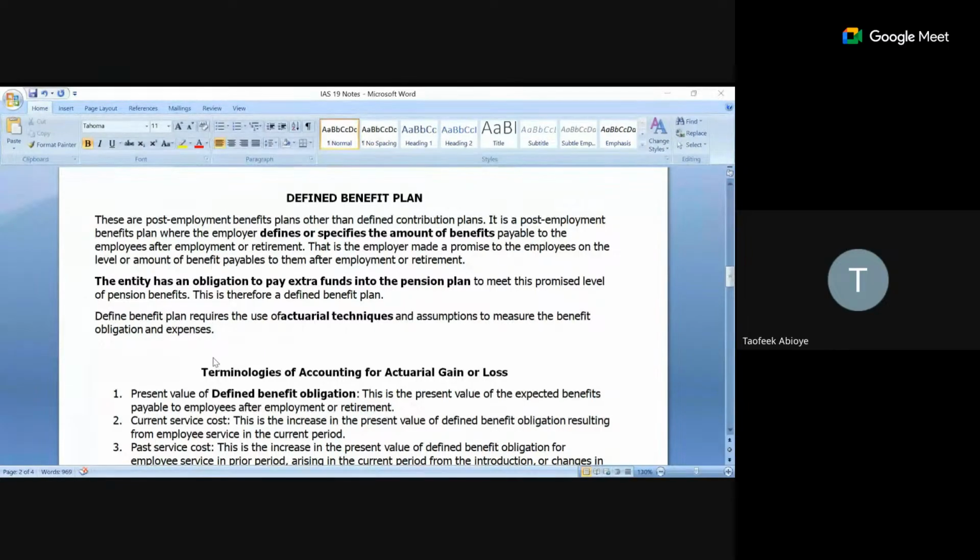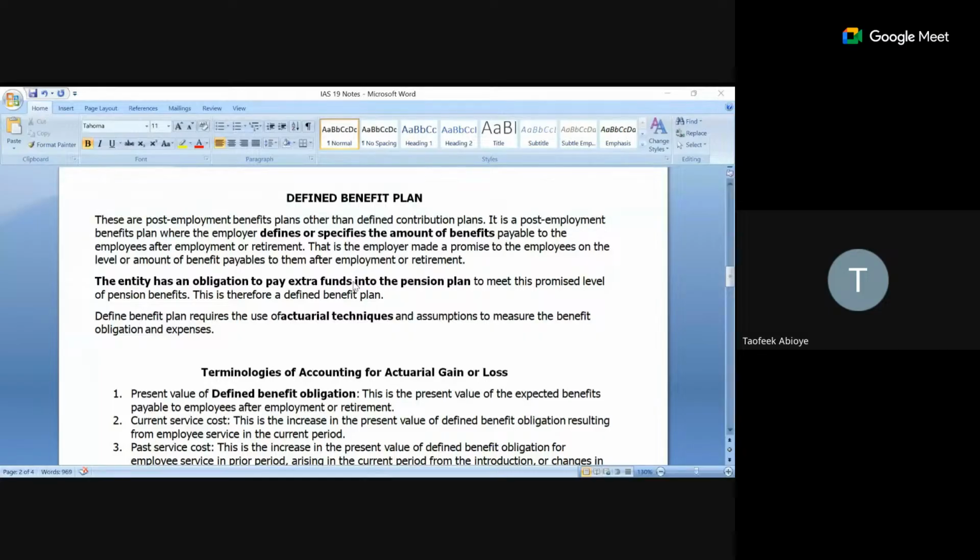So now, just like I said, defined benefit plan, you are the one that will define the amount payable to the employee, right? You are the one that will define it, and you must pay it. So when you pay it, how are you going to pay it? You must find a way to pay it. It is somehow uncertain. When you say you pay somebody 10 million naira in the next 30 years, how are you going to pay? You don't know. You just know that you must pay it.